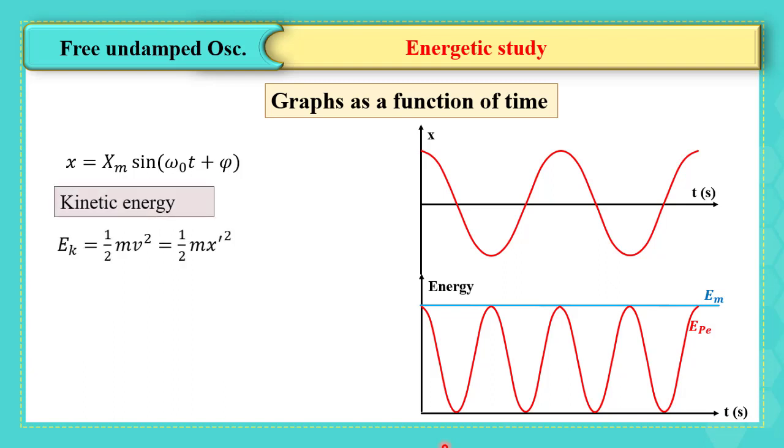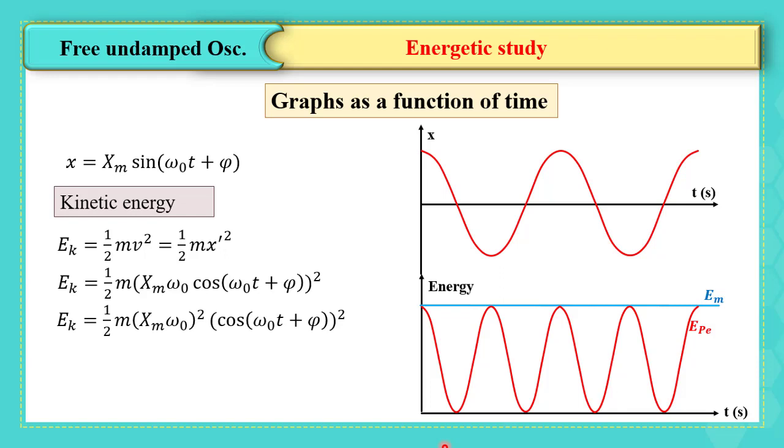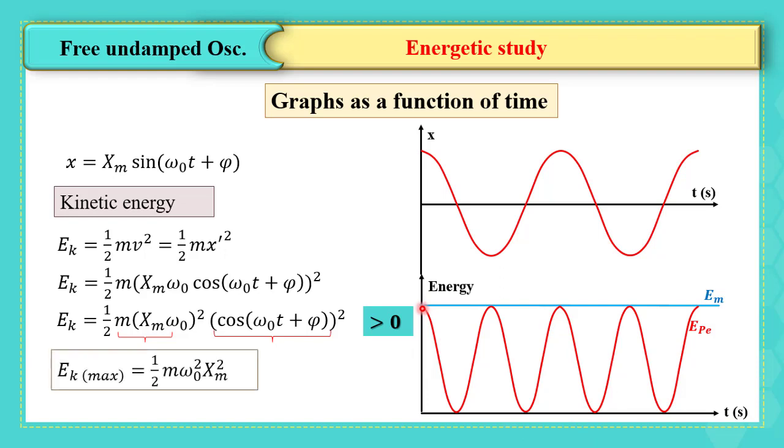Finally, the kinetic energy. The kinetic energy is half m v squared, where v is the derivative of x. So we can write it as half m times the square of xm omega 0 times the square of cosine(omega 0 t plus phi). The same, we can find that it is always positive, so its curve is totally above the horizontal axis of time, where its maximum value can be written as half m omega 0 squared xm squared.